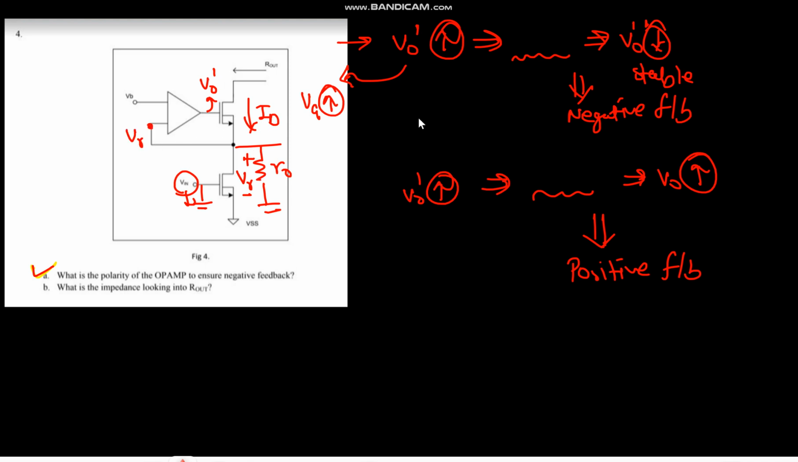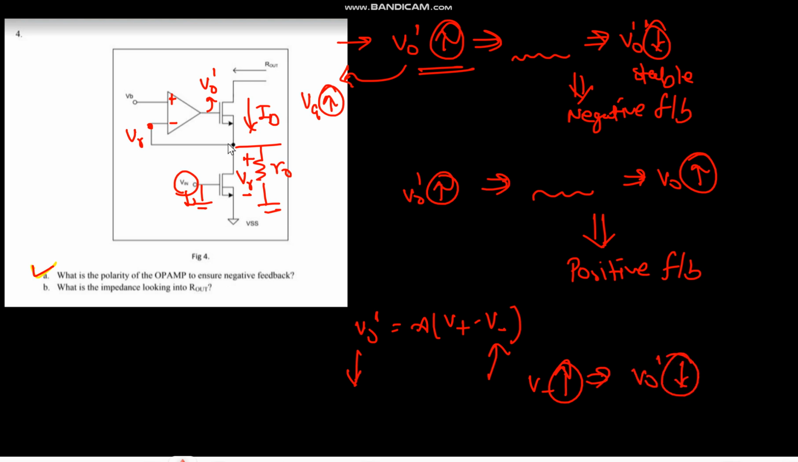Now you want your output to be decreased, right? First I assumed V out to increase, now I want my output to decrease. So if I make this one negative and this one positive, what is our V naught dash? It is A V positive minus V negative. If I make this one go up, then this would decrease. If my V in is increasing, my V negative is increasing, my V output dash would decrease. So what I am saying here is my drop across R naught resistance is increasing. Now if I make this one negative, my V output would decrease and this op-amp would go in negative feedback.